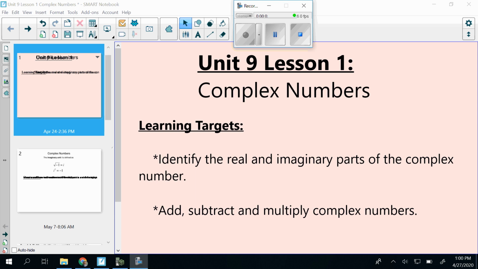All right, today we're going to start Unit 9 looking at complex numbers. Some things we want you to be able to do in this lesson are identify both the real and imaginary parts of a complex number, and then do some simple adding, subtracting, and multiplying of these complex numbers.